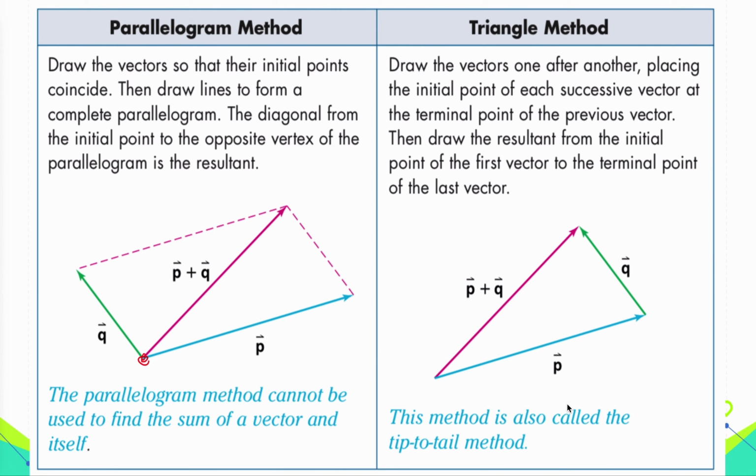The other is the triangle method. You draw the vectors one after another, placing the initial point of each successive vector at the terminal point of the previous vector. So you start here and go to the tip here, and then you put the tail of this one and then the tip here, and you do that for as many vectors as you have, and then you connect them with the resultant. This is also called the tip to tail method, and personally that's my favorite.